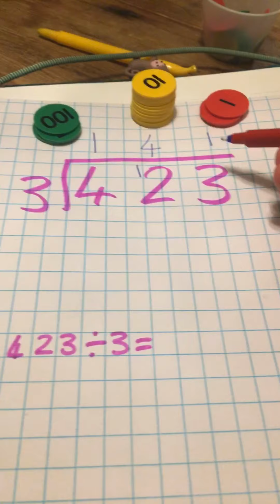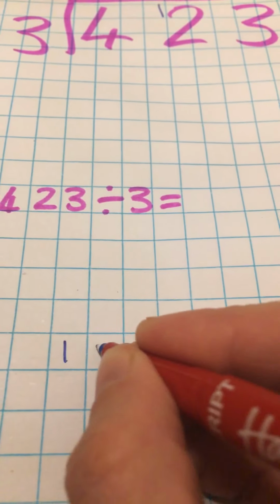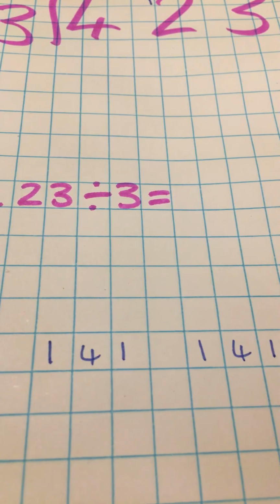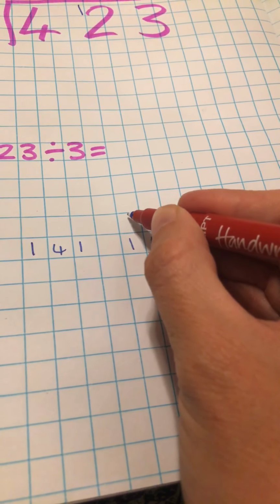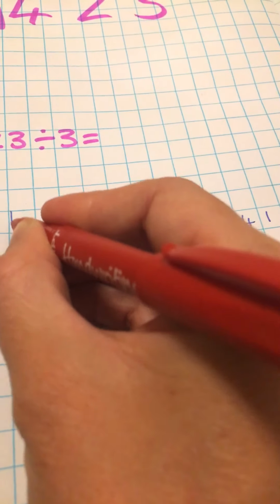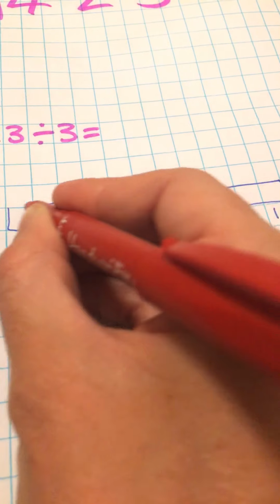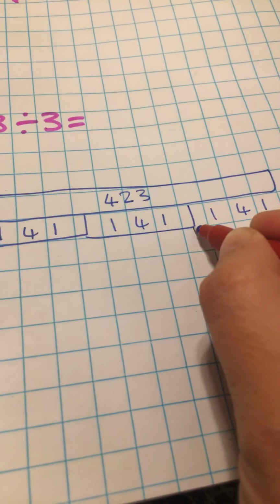141. And amazingly, if we go down here, we write 141. If I multiply 141 by 3, which is the inverse, that will give me my starting number of 423. It's magic.